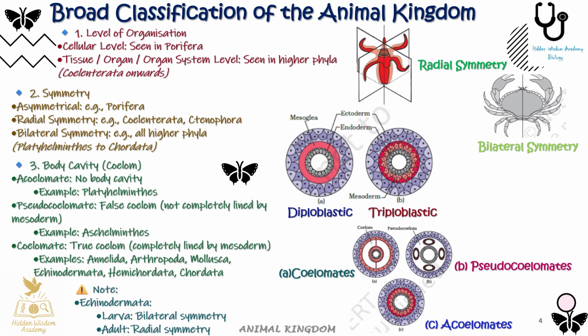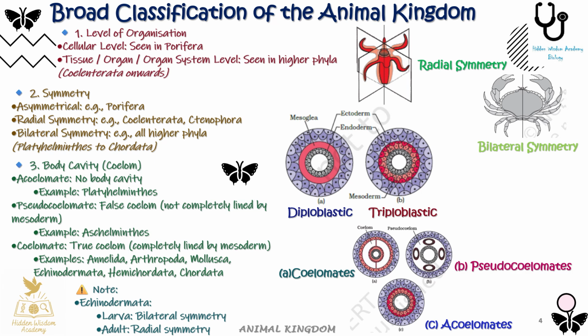Now let's talk about the body cavity, also called the coelom. Acoelomates have no body cavity. An example is Platyhelminths. Pseudocoelomates have a false coelom that's not fully lined by mesoderm. Aschelminths are examples. Coelomates have a true coelom completely lined by mesoderm. Examples include Annelida, Arthropoda, Mollusca, Echinodermata, Hemichordata, and Chordata.